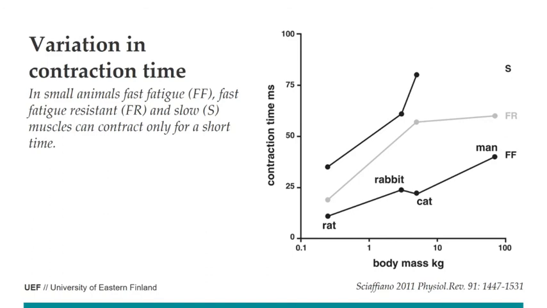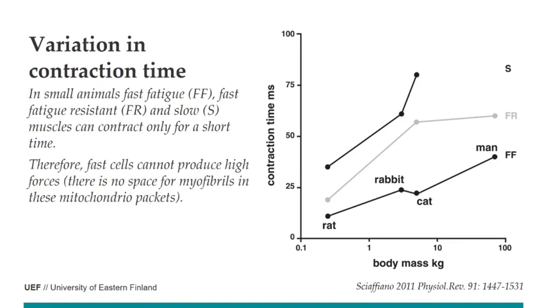The contraction time in the small animals lasts only tens of milliseconds. But in humans, it can last for a longer time, either in fast fatigable cells, fatigue-resistant cells, or these slow cells. And that's why these fast cells in the small animals can't produce high forces, because there's no space for these myofibrils in these mitochondrial packs.